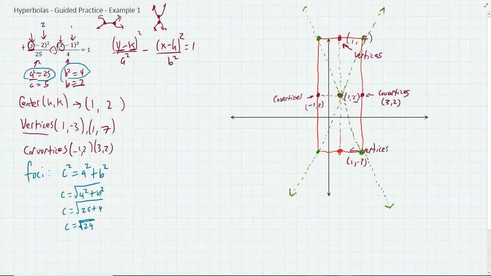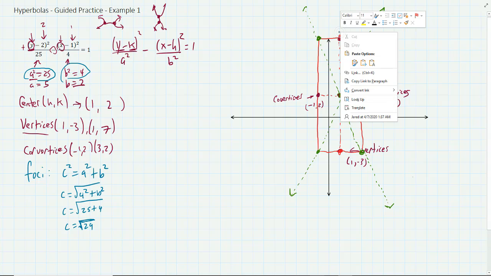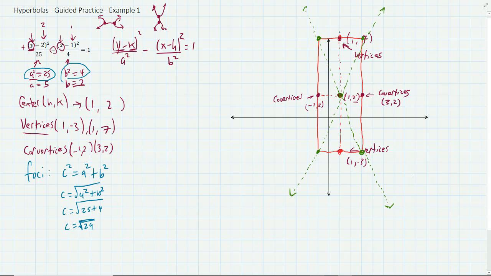So from the center, we're going to go about 5.4 up and 5.4 down, going up the transverse axis and down the transverse axis. So we're going to say 1, 2, 3, 4, 5 and then 0.4. So it's actually not at all that far inside of the vertex right here. And then from the center, we're going to go down 5.4. We're going to say 1, 2, 3, 4, 5, and then almost halfway, but not quite. So in this particular situation, these are the coordinates of your foci.